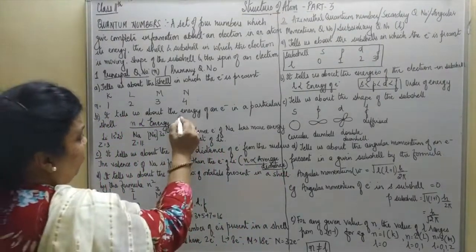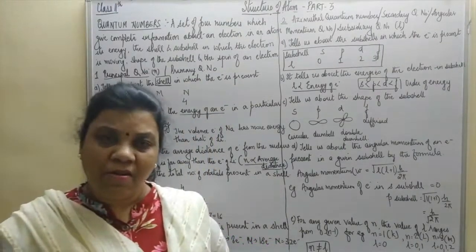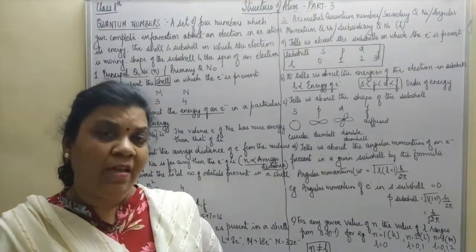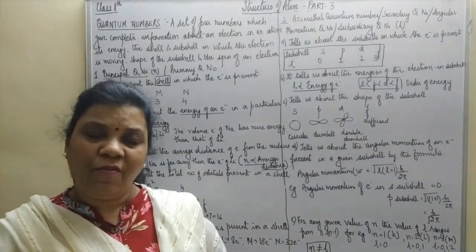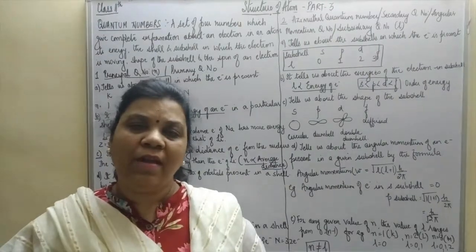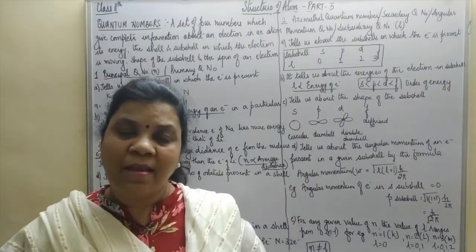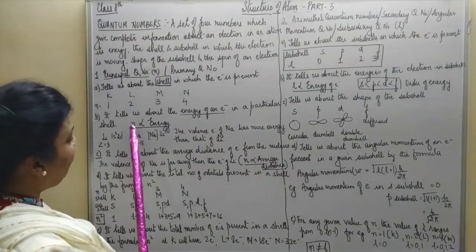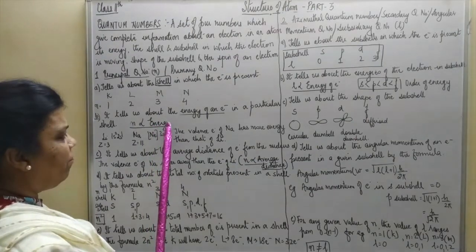Number 2, it tells us about the energy of an electron in a particular shell. How does it tell us about that? We studied in Bohr's postulate, where we framed the formula for calculation of the energy of an electron in the nth energy level, and the formula was minus 2.18 into 10 to the power minus 18 upon n square, and n here is the principal quantum number. So the n value is directly proportional to energy. Greater the n value, higher is the energy of the electron.